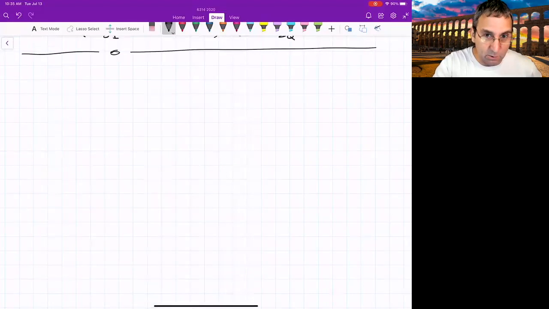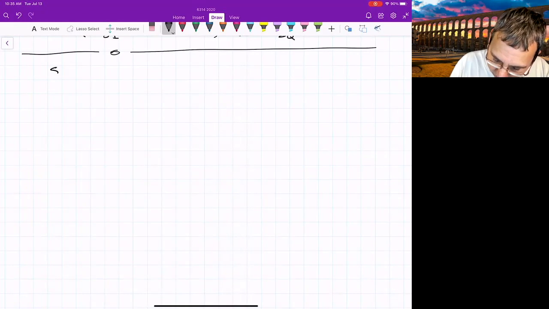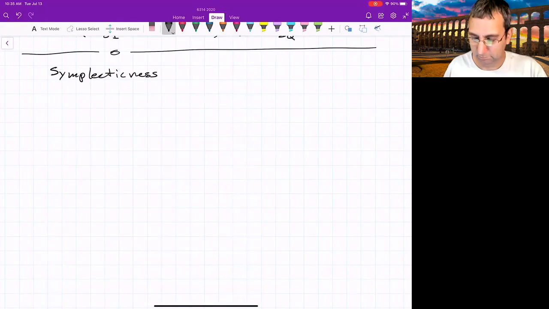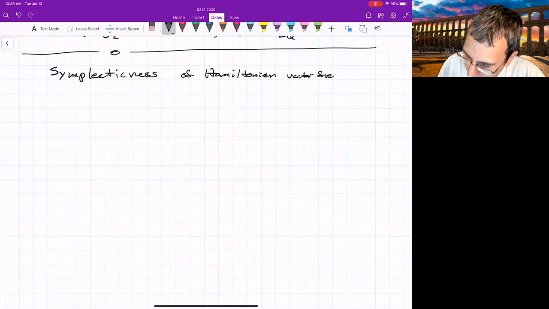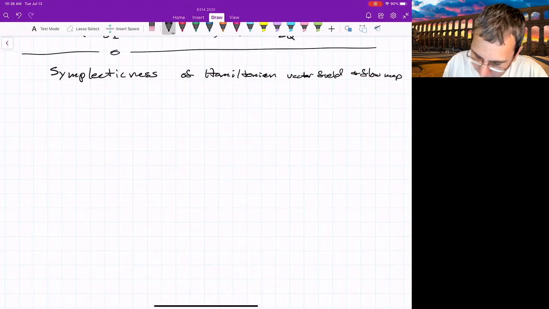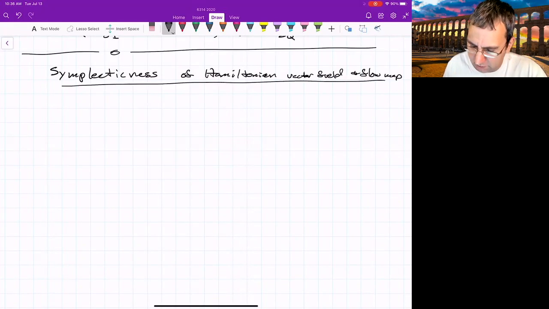All right, with that out of the way, now we're going to talk about the canonical transformationness, or we'll say symplecticness, of the Hamiltonian vector field and the flow map. So I'm going to call this symplecticness. It might not be a word. If you're writing a Word doc, it's going to underline it. You just have to say, that's a word.